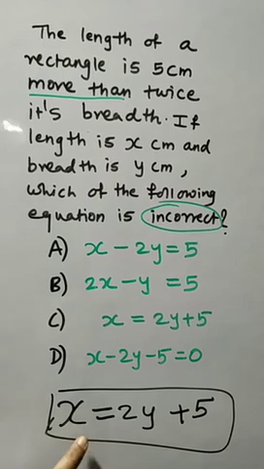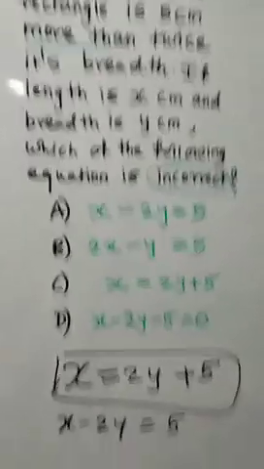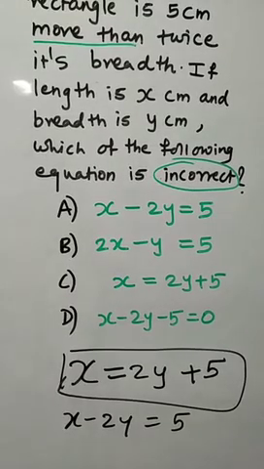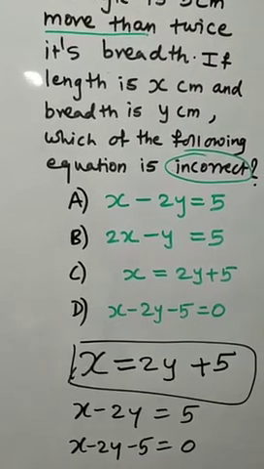Now this equation can be reframed. Can I not take this 2y on this side? So x minus 2y is equal to 5 is also another form of this equation. Then if I take 5 on this side, so x minus 2y minus 5 is equal to 0, because this is like the general form of linear equation. So all these three are correct.